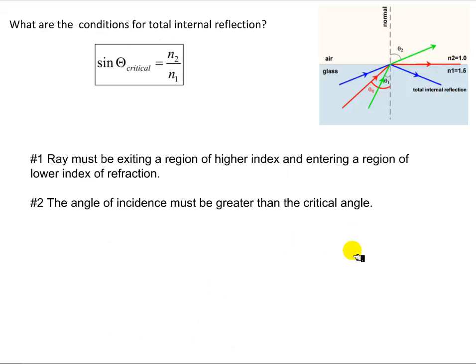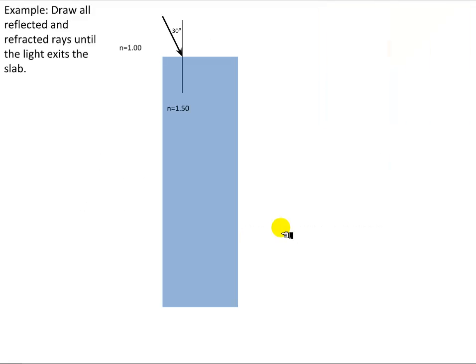All right. What are the conditions for total internal reflection? The ray must be exiting a region of higher index and entering a region of lower index, and the angle of incidence must be greater than the critical angle. So this example is one in which we're going to look to see what happens to the reflected and refracted rays until the light exits the slab.